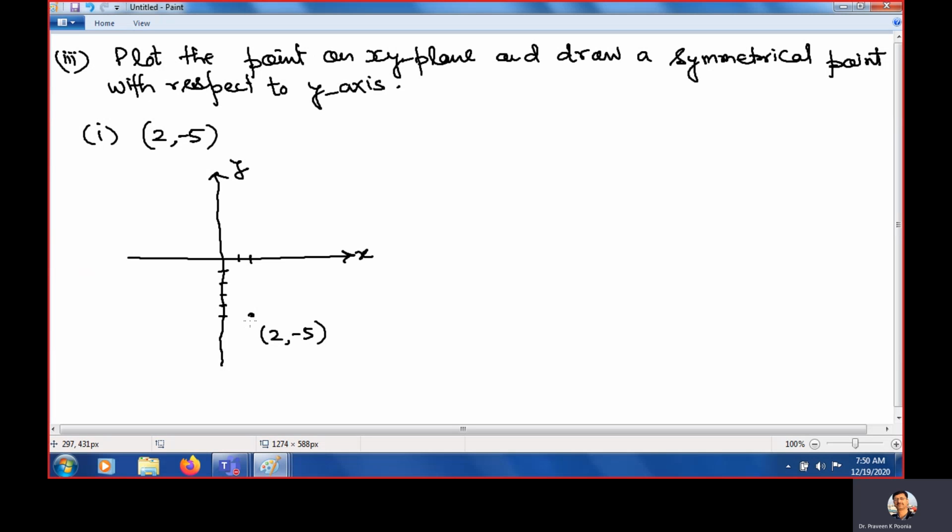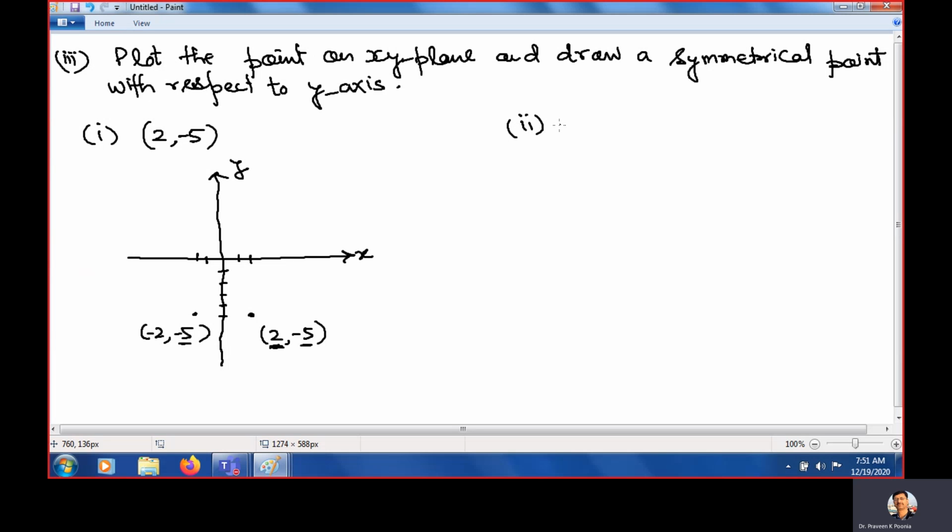Now, if you mark the point symmetrical to it, what do you need to change? You need to change x to minus x. So minus 2, minus 5. It is here. This is minus 2, minus 5. You can see y is not changed. Only x is changed because it is symmetrical about the y-axis.